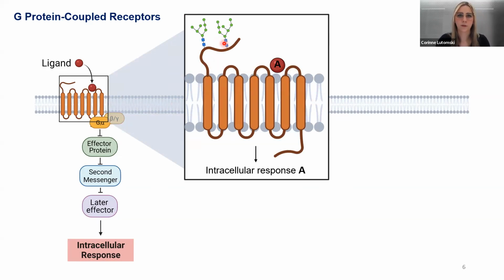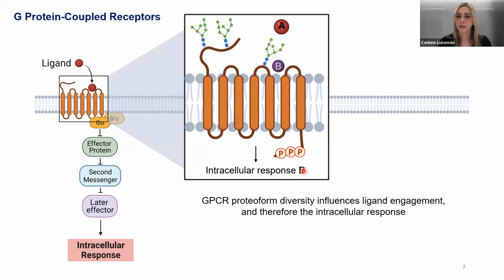These get trafficked to the plasma membrane for the most part, so they'll have glycosites on the N-terminus. But in this cartoon, we have this proteoform of a GPCR. Ligand A will come in, it will bind to the protein, and then on the inside of the cell, you have some intracellular response A. You may have the scenario, and this is actually quite a common scenario, where you have differences in proteoforms. So even the addition of another glycosylation state can inhibit ligand A from binding, but you can now preferentially bind, say, ligand B. And so in doing so, you now have a completely different intracellular response that interacts with other effector proteins or different proteins downstream.